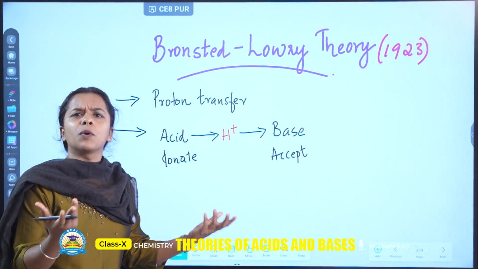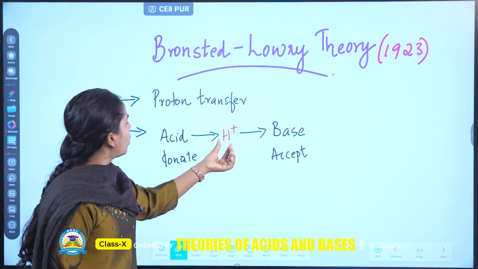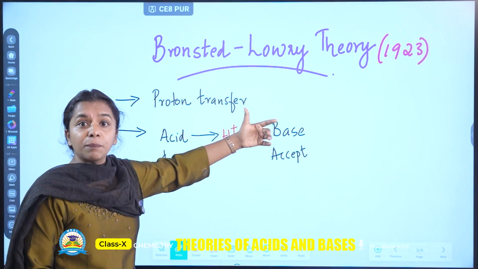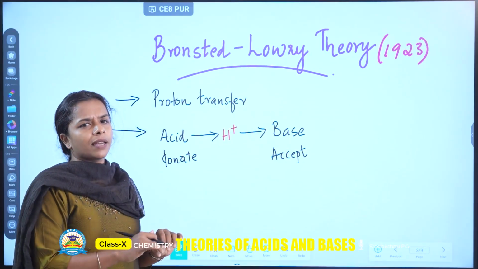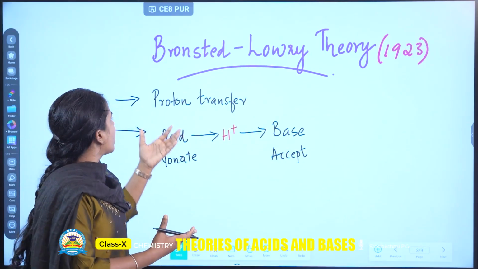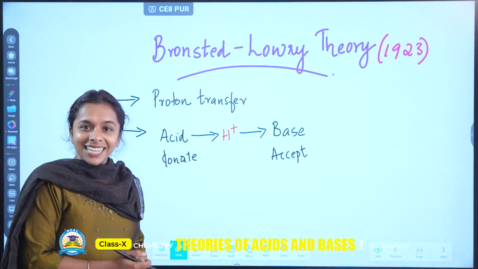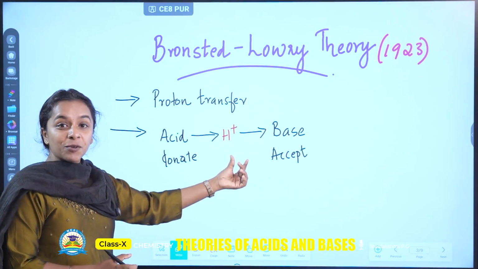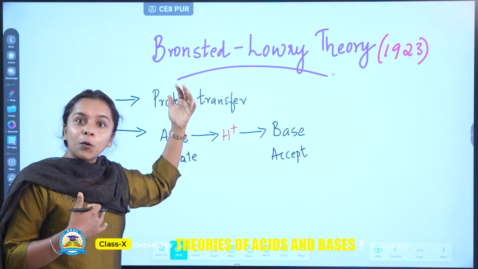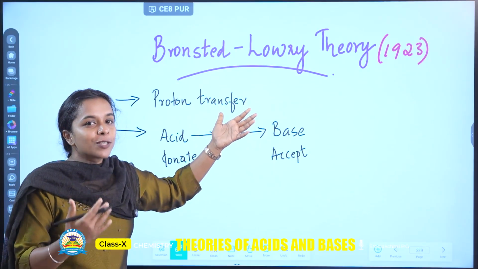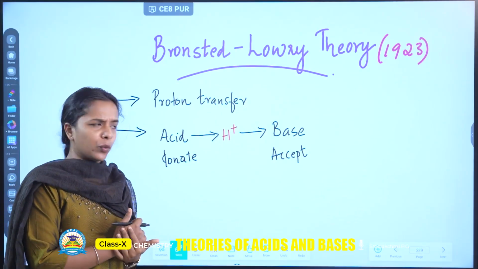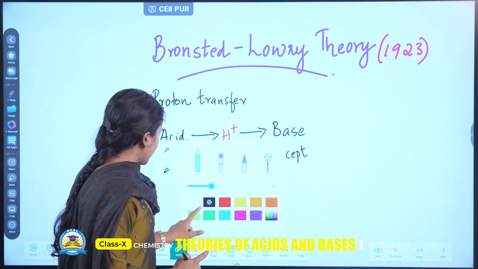Then where are these protons? Here I have said acid produces H plus and base is accepting those H plus ions. Then who is the one transferring these protons here? Yes, H plus ions are also known as what? Proton. How? I will show you here.